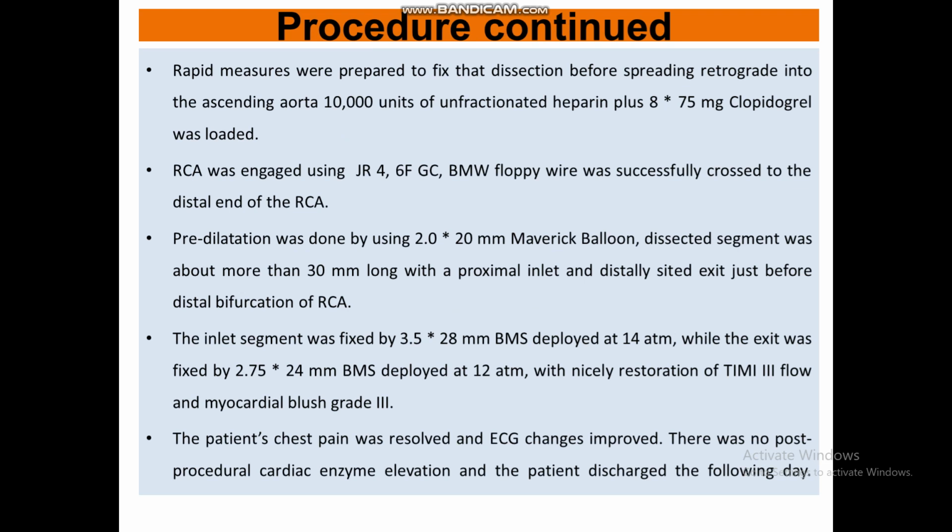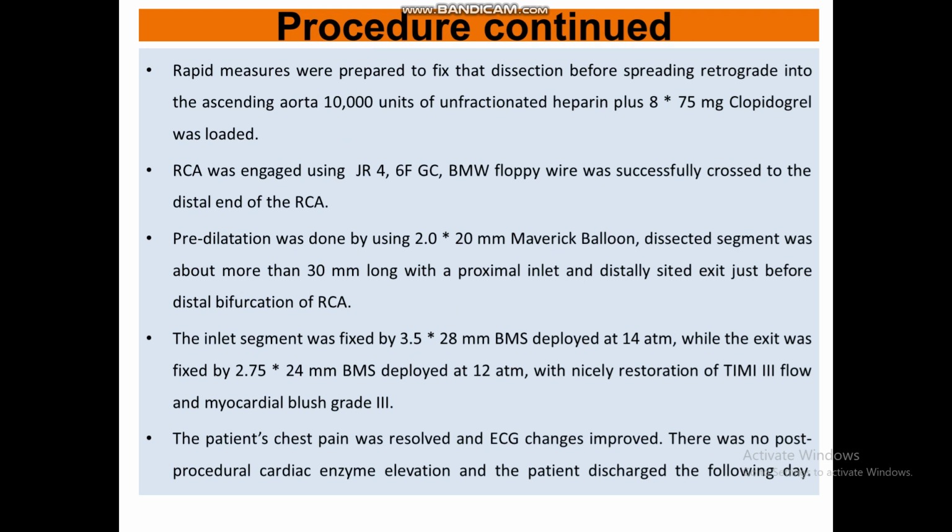ECG ST segment elevation in inferior leads occurred. To go fast, we decided to fix this dissection with PCI. The right coronary artery was engaged using a Judkins Right 4, 6 French guiding catheter. A PT Medium Flip wire was successfully crossed to the distal end of the RCA. A Maverick balloon 2 by 20 mm was used to produce a dotter ring maneuver to replace the dissected flap again and to measure the length of the dissected flap.